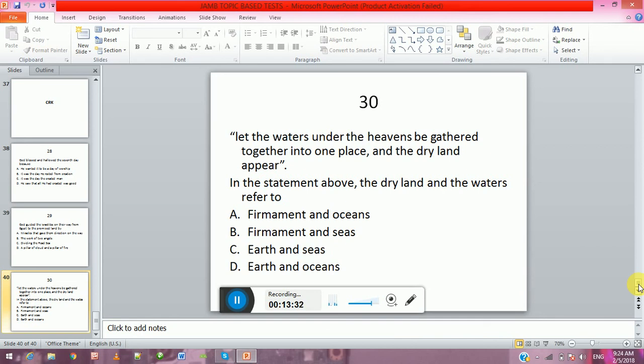Let the waters under the heavens be gathered together into one place, and the dry land appear. In the statement above, the dry land and the waters refer to A. Firmament and oceans, B. Firmament and seas, C. Earth and seas, D. Earth and oceans.